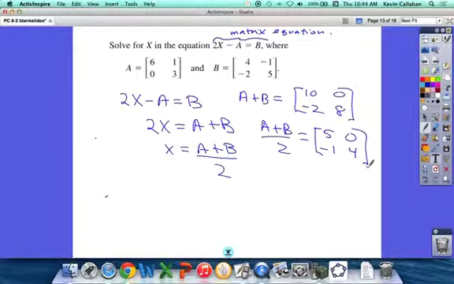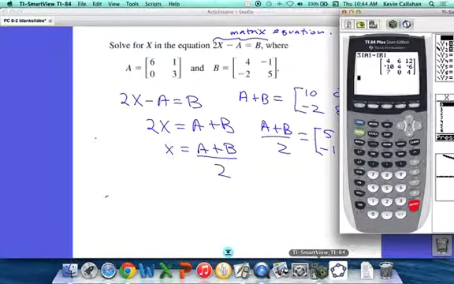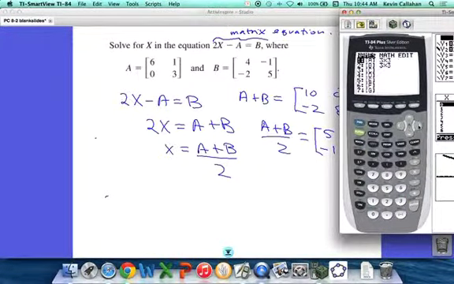Now let's go back and do that with the calculator and see how that works. I have to store a new matrix for A and a new matrix for B, and then I'll come back to the main screen and try to do A plus B divided by 2. Second, x to the minus 1, edit. Again, edit is where you go. It's a 2 by 2 this time. 6, 1, 0, 3. That looks good.